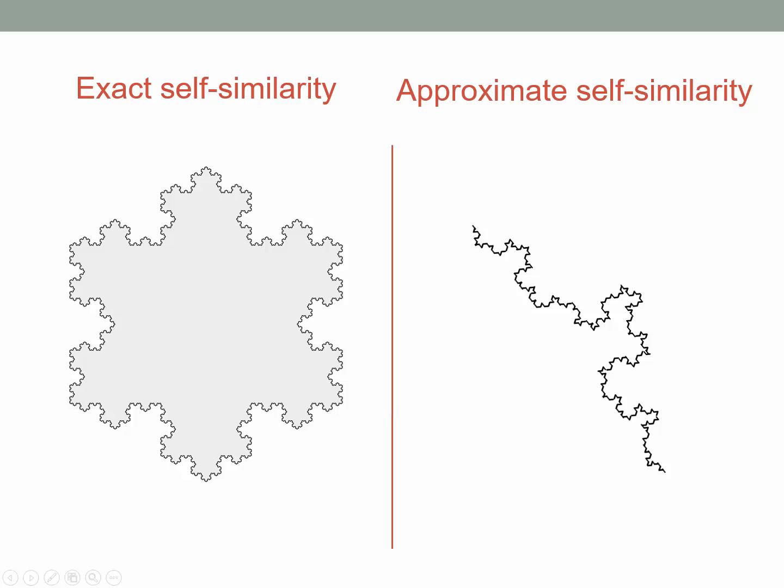Well, there's also the dichotomy between exact self-similarity and approximate self-similarity. The Koch curve has exact self-similarity. That is to say, if we look at some small piece of the Koch curve, we see just a scaled-down copy of the entire Koch curve.